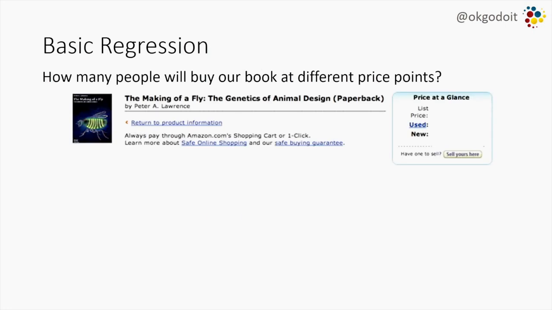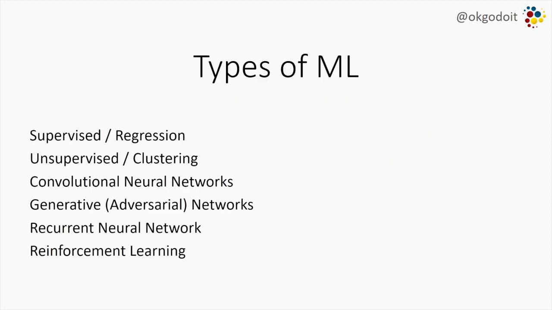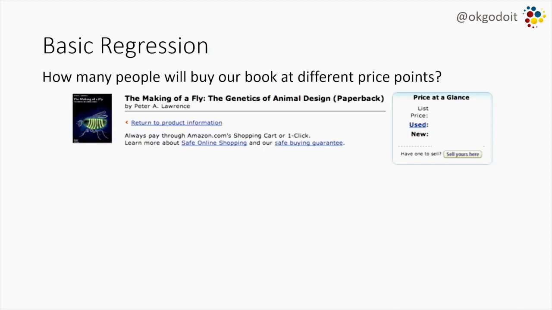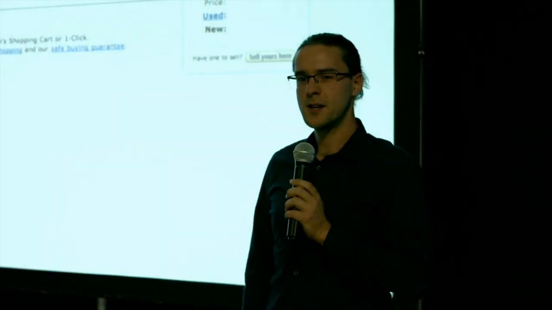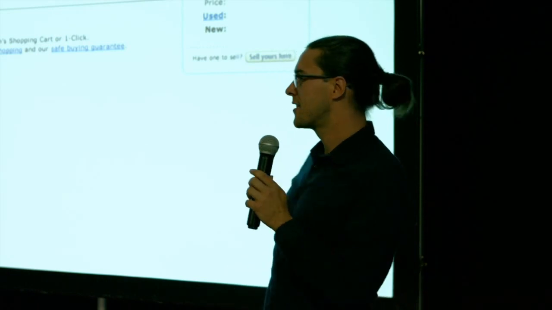First, I'm going to start with basic regression, supervised learning. Let me start with the example of you creating an e-commerce website to sell books. And you want to know what should the price of the book be to increase the sales the most. Now here's an example. This is a real life thing that came off Amazon a couple years ago. There's a really obscure book about fly genetics. And how much do you think this book is worth?